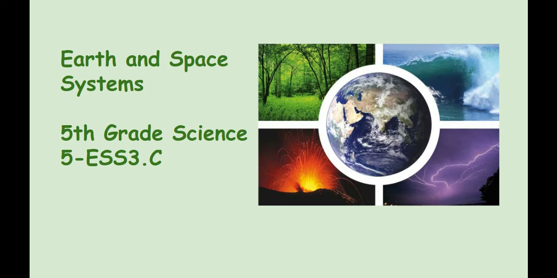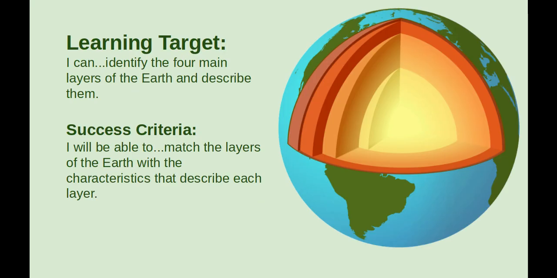This lesson is part of our 5th grade Earth Science unit, Earth and Space Systems. Our learning target for this lesson is to identify the 4 main layers of the Earth and describe them. We'll be able to match the layers of the Earth with the characteristics that describe each layer.